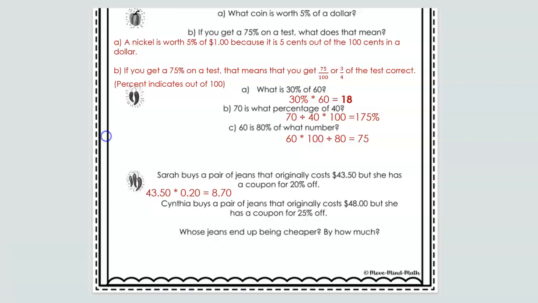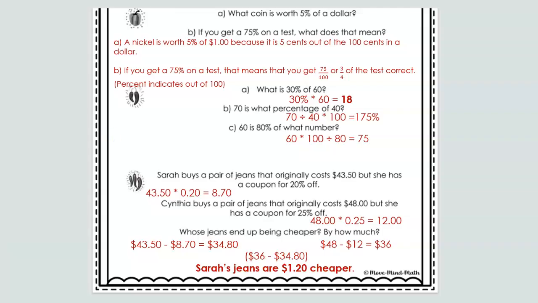Then you're going to take the $43.50 minus the $8.70 she saves, and her jeans are going to cost her $34.80. We need to follow the same process with Cynthia, taking the $48 times 0.25, which is 25%, and that gives us $12. When we subtract 48 minus 12, her jeans are going to cost her $36. When we compare these two prices, Sarah's jeans are $1.20 cheaper when you subtract 36 minus $34.80.